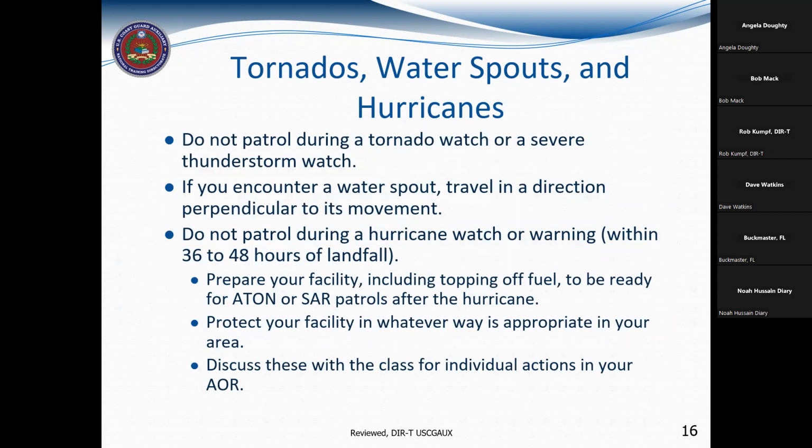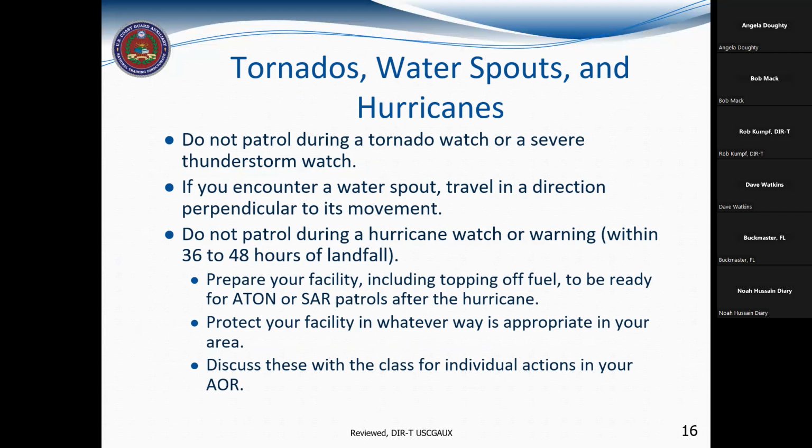Tornadoes, waterspouts, and hurricanes. Do not patrol during a tornado watch or a severe thunderstorm watch. That should seem pretty common. If something comes up out of the blue, like it does happen sometimes, get off the water. You don't want to be out there during a severe thunderstorm watch. We had one pop up and that was a partial factor in some vessels sinking at a lake here, the way that these storms can come up. So don't be out patrolling during those. It's not worth it to your vessel and your crew and your life.